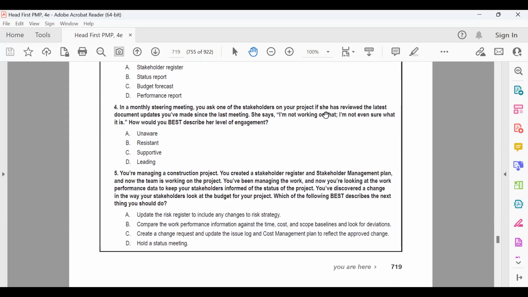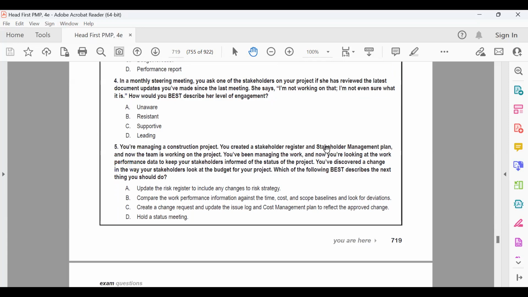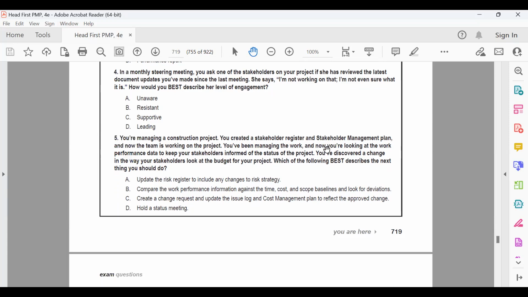Now, what should be the fourth one? You have to answer the fourth one. What should be the fourth one? Unaware or resistant? Resisted? See, this is tricky actually. Should it be unaware or resistant? Unaware, because the second statement says I am not even sure what it is. See, if she would have said, I'm not the one who's going to look into it, then it would have been resistant. If the second statement would not have been there, if I remove this, then it becomes resistant. Correct.